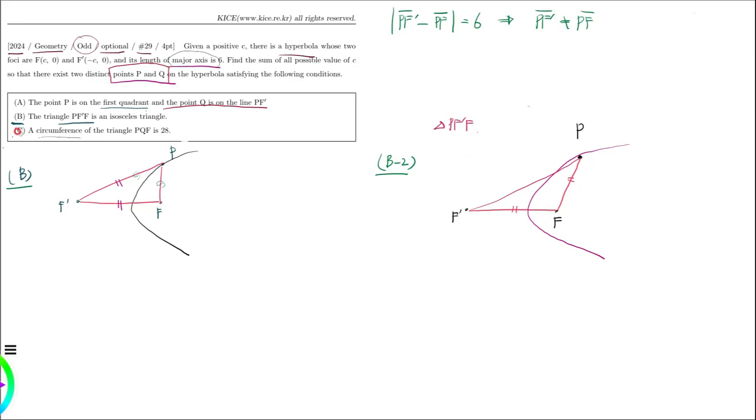And let's go to the condition C. Point Q is on the line F prime P and also on the hyperbola. So the point Q should be here in the case B, and in the case B dash 2, the point Q should be here. Let me massage the picture a little bit, better.